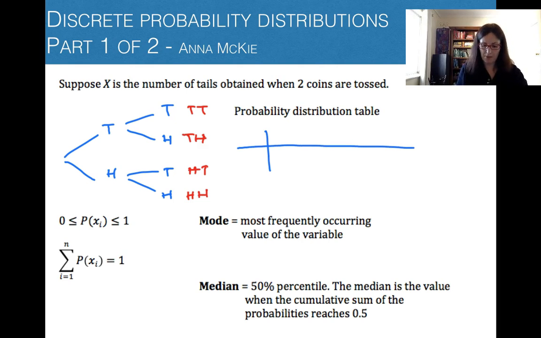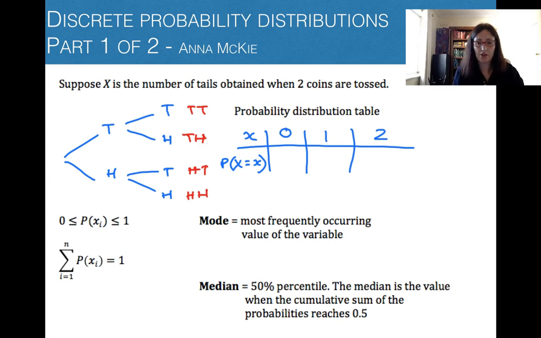So when we come to draw our table, we always rule it up and we've got little x here and we have the probability of choosing one of those x's. And so what are they? It's the number of tails. So what are the different combinations that we could have? We could have 0 tails, 1 tail, or 2 tails. That's what we could get. And in these positions here, we need to put the probability of getting each of those scenarios.